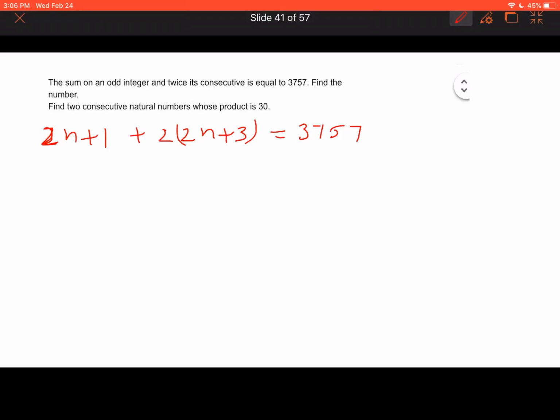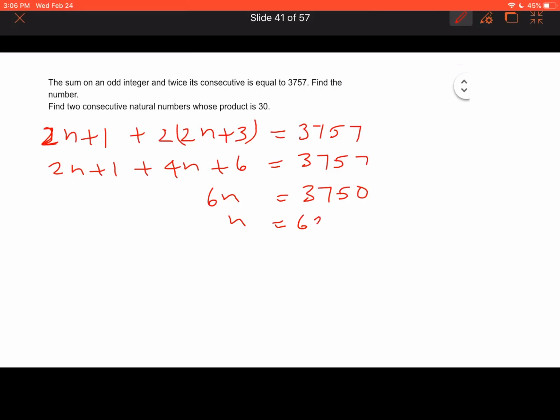Okay, so now it is going to be simple. We have to just multiply everything and then find the answer. So 6n is equal to 3750 and n is equal to 625. So the first number is 2n plus 1, so 625 times 2 plus 1 is the first number. It is going to be 1251. So the next number is 1253. Okay, so this is the first sum.